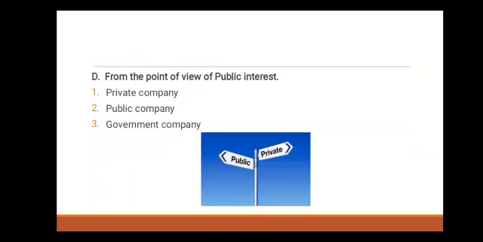And fourth, from the point of view of public interest. In that, first, private company. Second, public company. And third, government company. In that, first, private company. A company which is run by a minimum of 2 members or by a maximum of 50 members, does not allow public subscription to its shares, and also restricts the transfer of its shares, is called a private company.